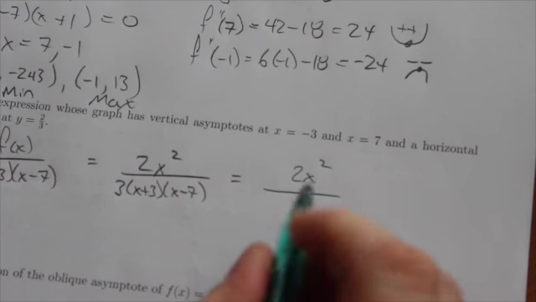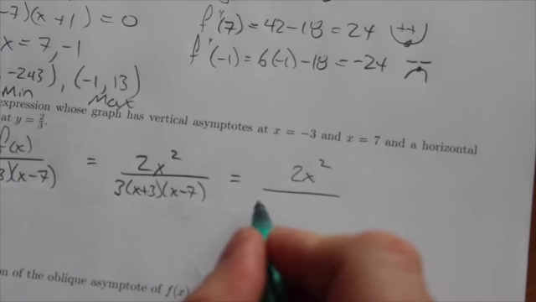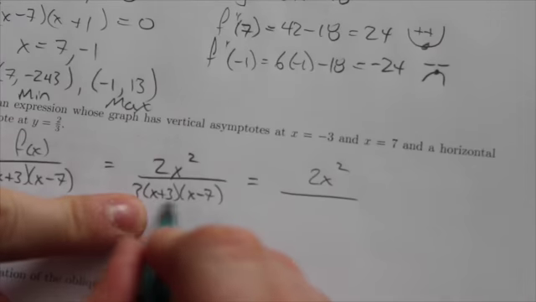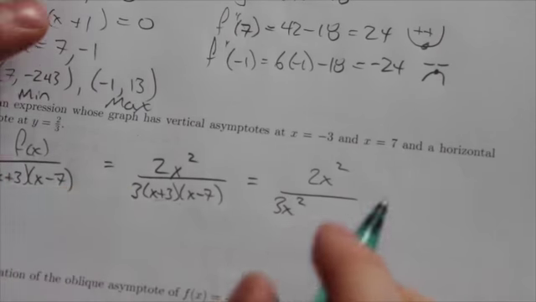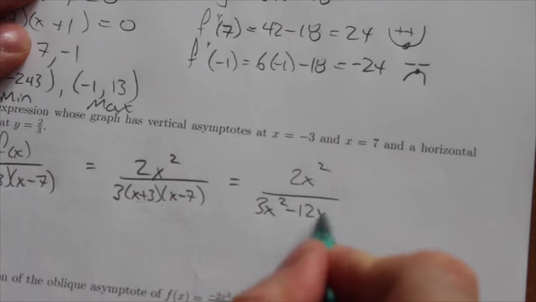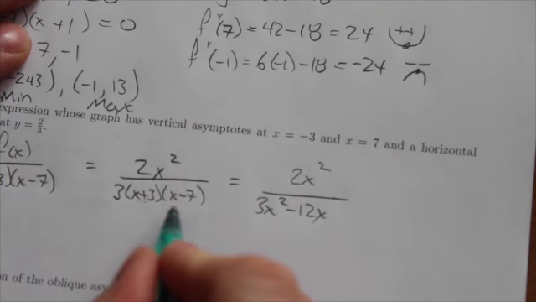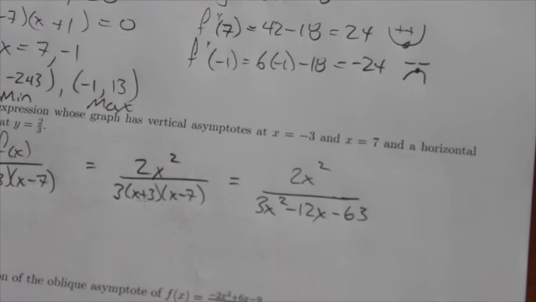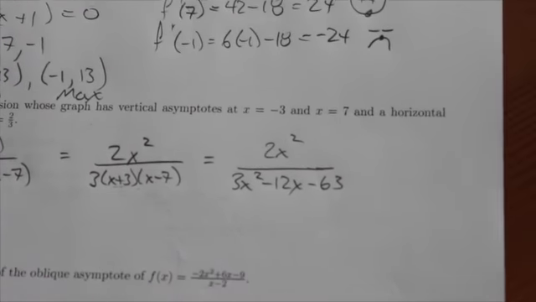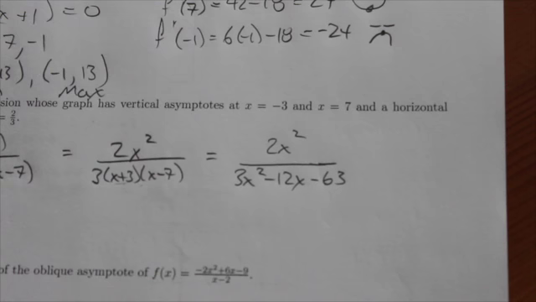Now all that I really need to do, and this isn't always a requirement here, is expand that out. So I'm going to get 3x squared, minus 7 plus 3 is negative 4 times 3 is negative 12, and then 3 times negative 7 is negative 21, so it's going to be minus 63. And that is the expression that this question is wanting you to arrive at.